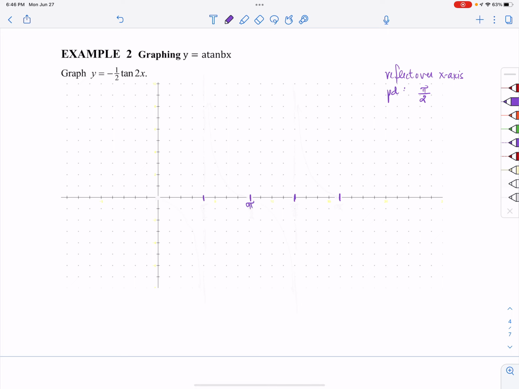Pi over 2 is my first interval. Pi over 2 doubled is going to be pi. Half of that first period is going to be pi over 4, and then I can just count 1/4, 2/4, 3/4, and 4/4 for the last one. Again, it's a tangent graph, so I have asymptotes at the quarters. Normally it would be going uphill, but because this has been reflected over the x-axis, I'm going to be decreasing.